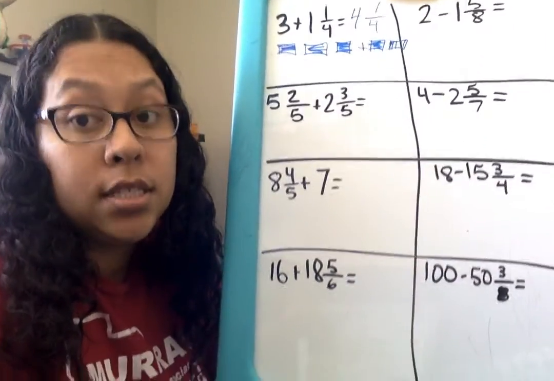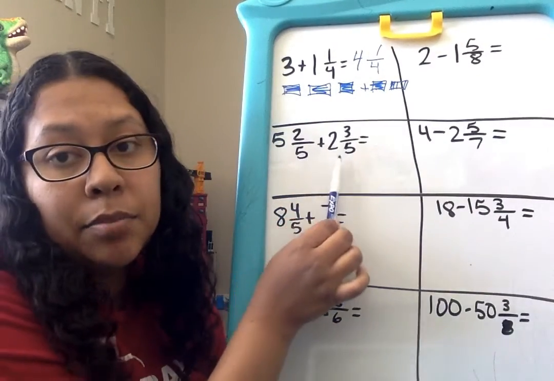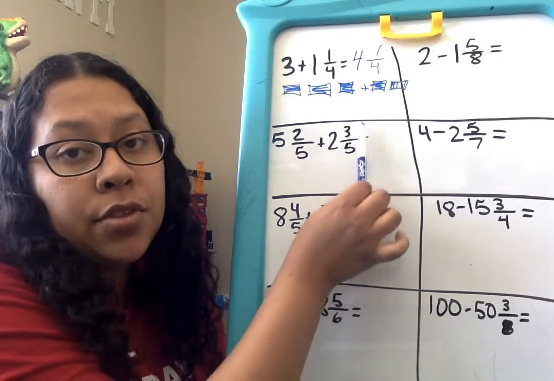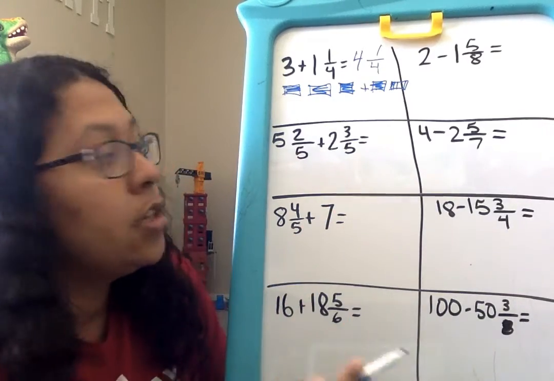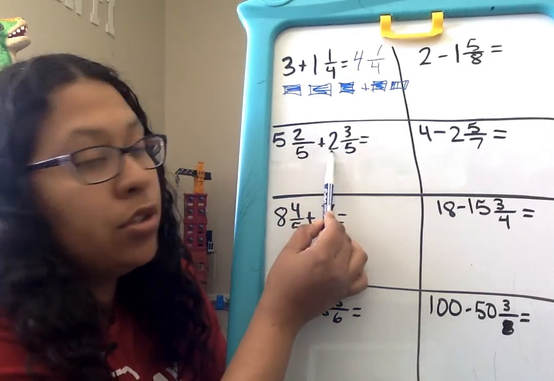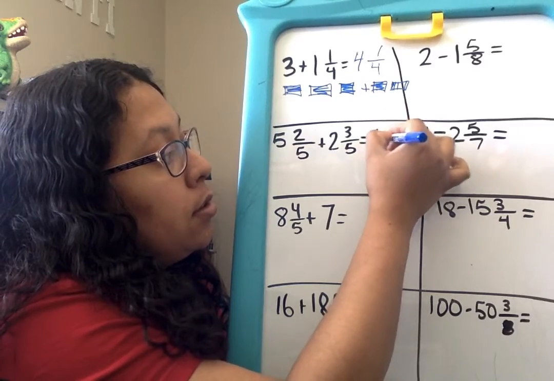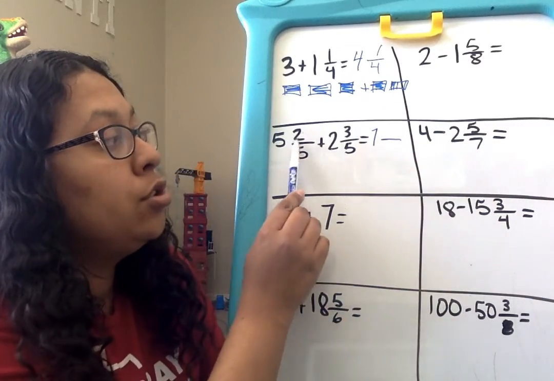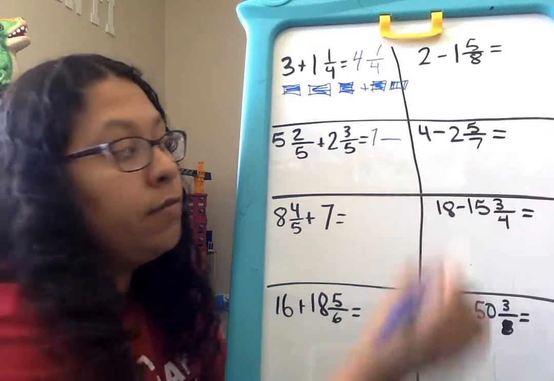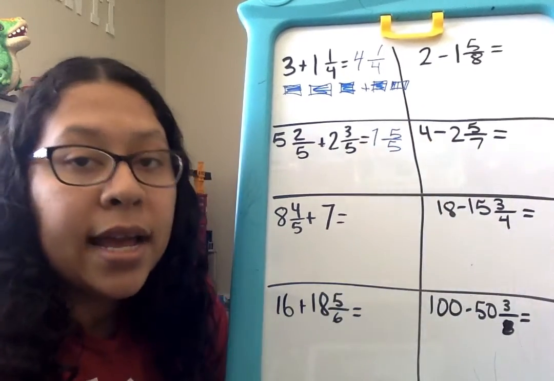So now let's go to C. So C says 5 and 2/5 plus 2 and 3/5. Okay, so if you want to, you can add your wholes first. So we would have 5 plus 2, which is 7. And then 2 plus 3, which is 5/5. We're not adding the denominators.